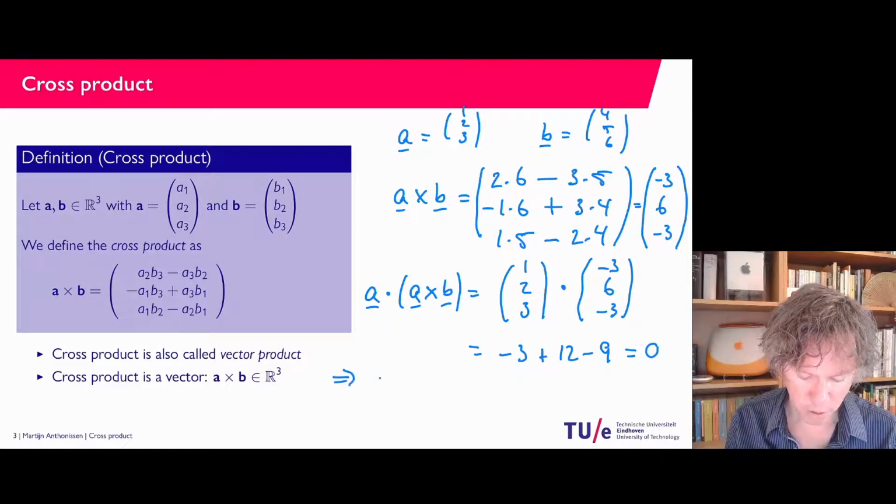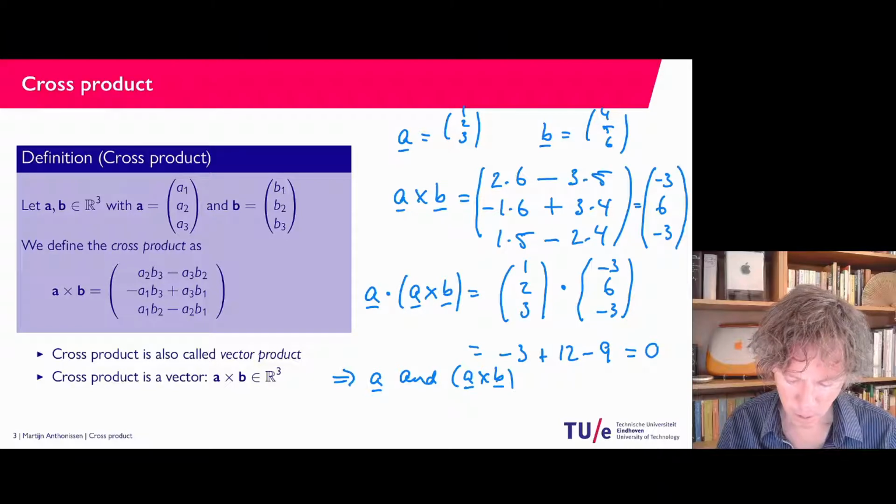So what we find is that A and the vector A cross B are perpendicular.